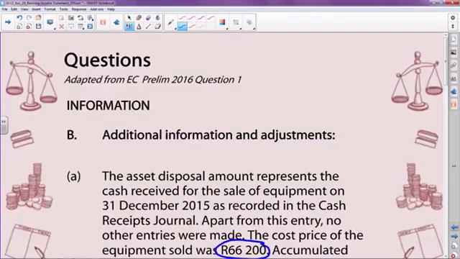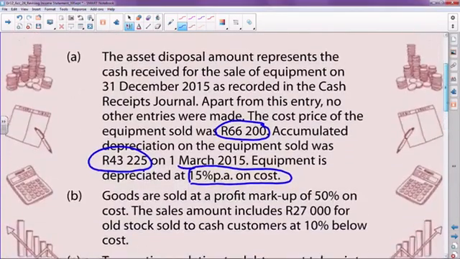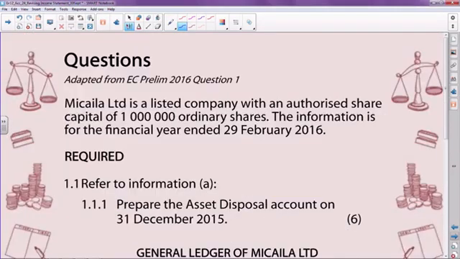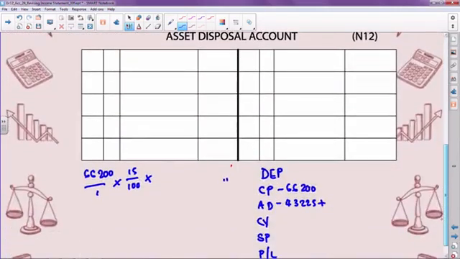Now, this is important. When did we dispose of the asset? The asset was disposed of on the 31st of December 2015. In other words, you have used this asset in this financial year for some number of months. How many months exactly? If my financial year started in March, it would be March, April, May, June, July, August, September, October, November, and December. 10 months. Okay, that means I've used this asset for 10 months in this financial year, and therefore my time component will be 10 over 12.